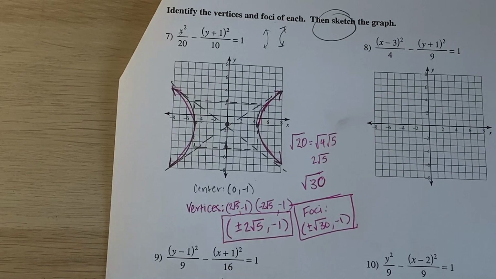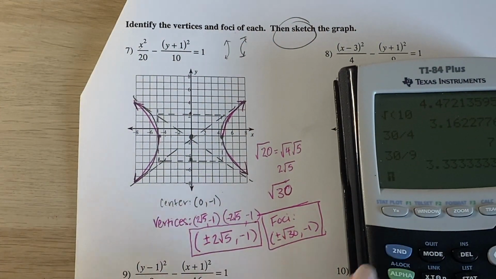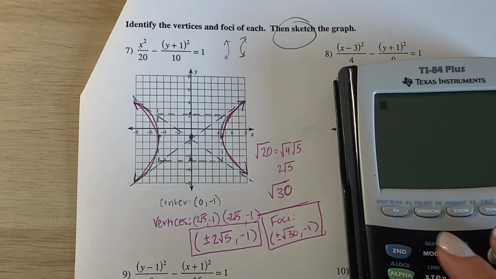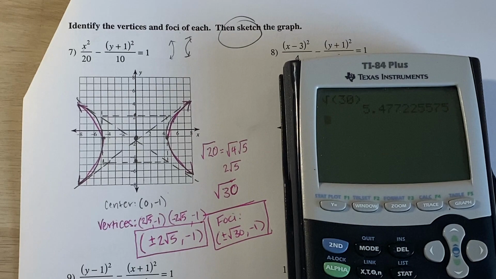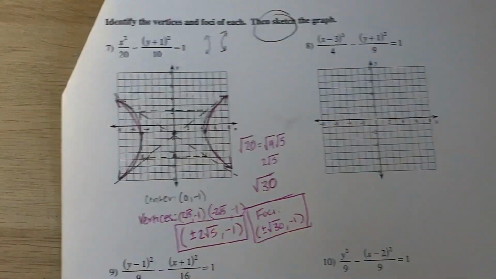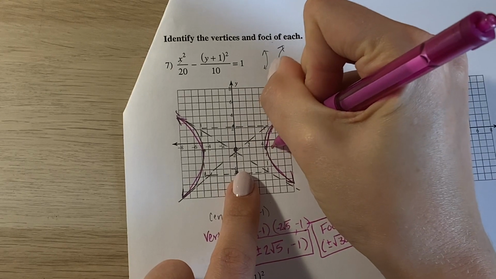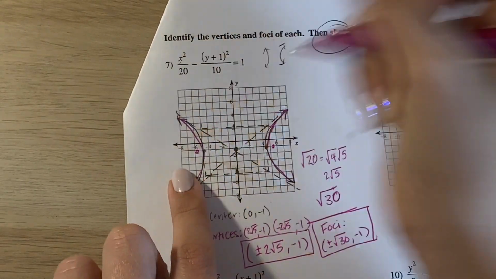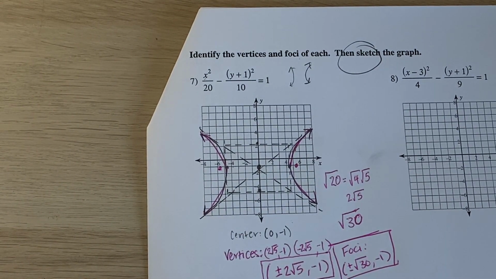Now, if I need to graph these on the grid, I will need to do a decimal approximation. Yeah, that's me just dividing 30 by stuff. Leave me alone. The square root of 30 is about 5.5. So going out here to about 5.5, that would be the location of this focus and this focus right here. So this is a complete graph with the vertices and the foci labeled.